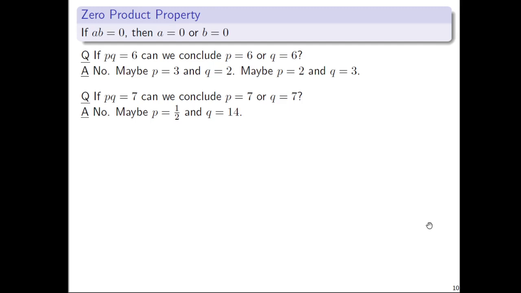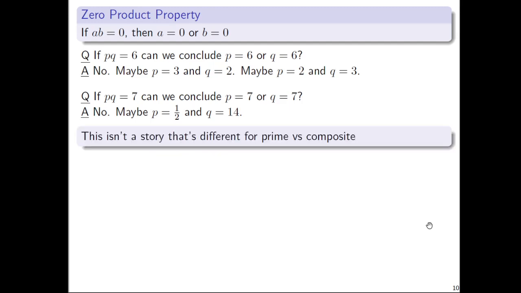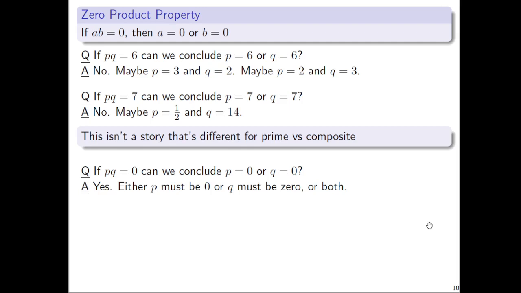Maybe P equals a half and Q equals 14. Or look, maybe P equals 1 and Q equals 7. We don't know for sure, right? So it's not really something here to try to treat primes differently from composites. That's not it. The point is you have to have a 0 on one side in order to use this technique. If P times Q equals 0, can we conclude P equals 0 or Q equals 0? Yeah, then we can. Either P must be 0 or Q must be 0 or both.